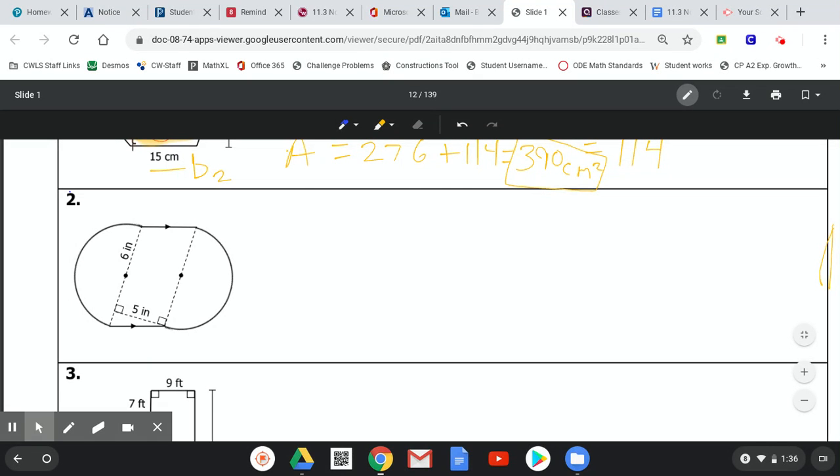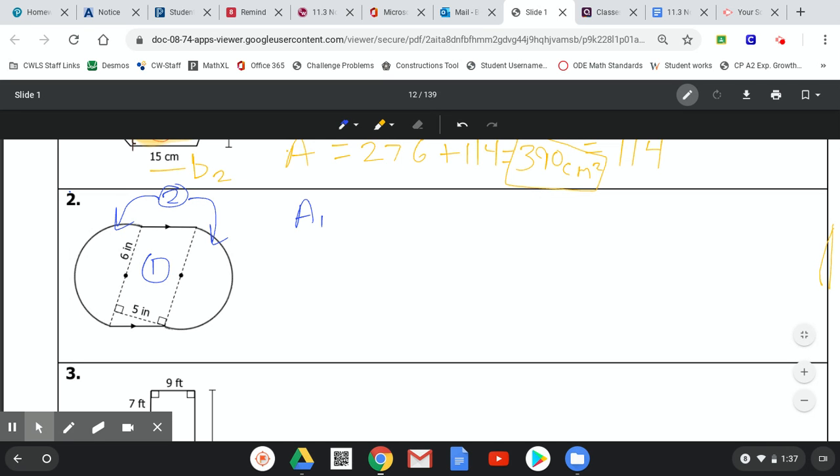All right, guys. So for number two, we have two separate areas again. Area one is that parallelogram right there, and area two is these two semicircles, okay? And the two semicircles add up to a full circle. It's like you have two halves of a pizza. You put the two halves of the pizza together, it gives you a whole pizza. So I'm going to find area one first, okay?